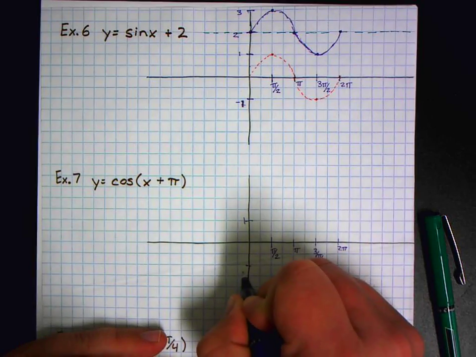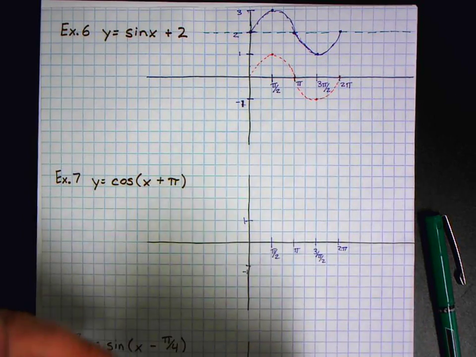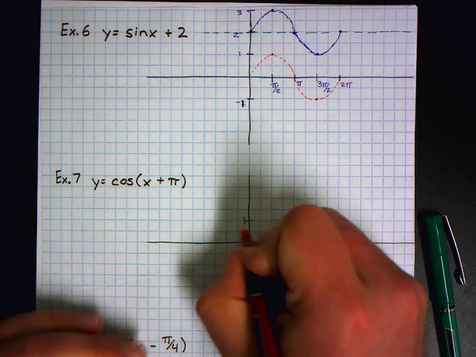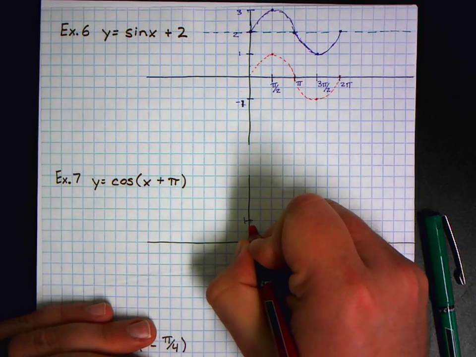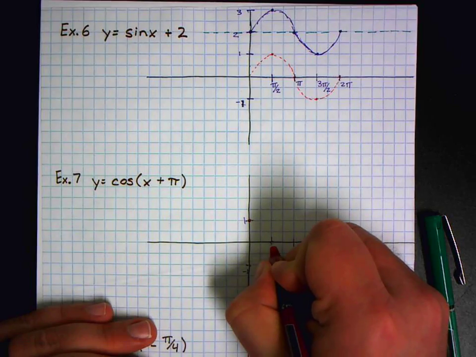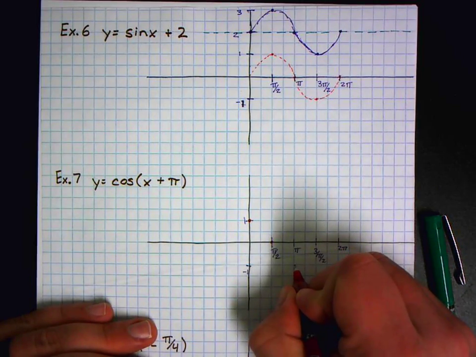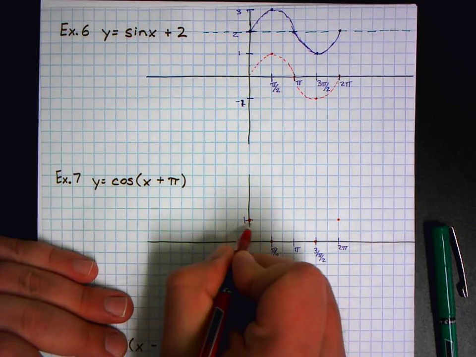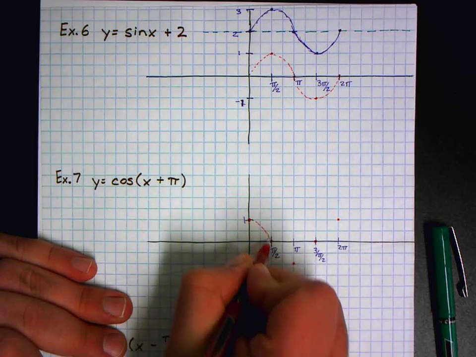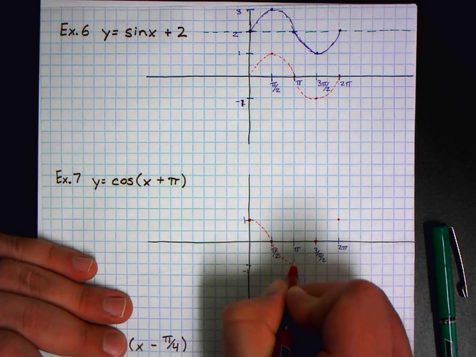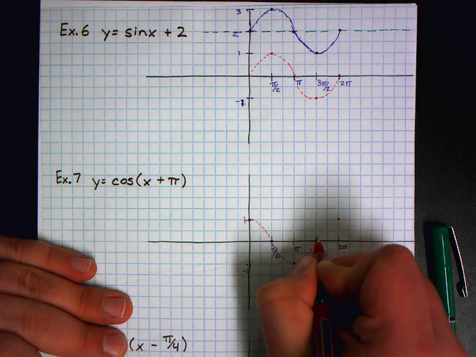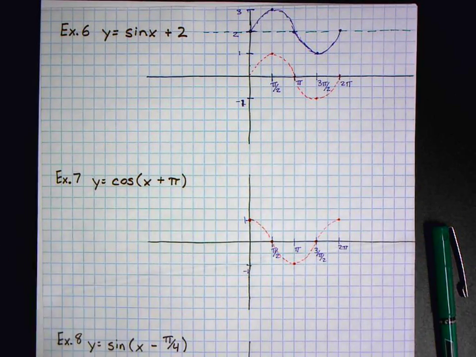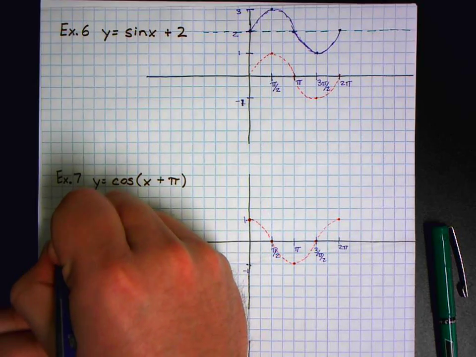Okay, cosine at 0 is equal to 1. Pi over 2 is equal to 0. Pi is equal to negative 1. Then 0, and then 1. So that's what one period of cosine looks like. Okay, here, h is equal to what? Close.